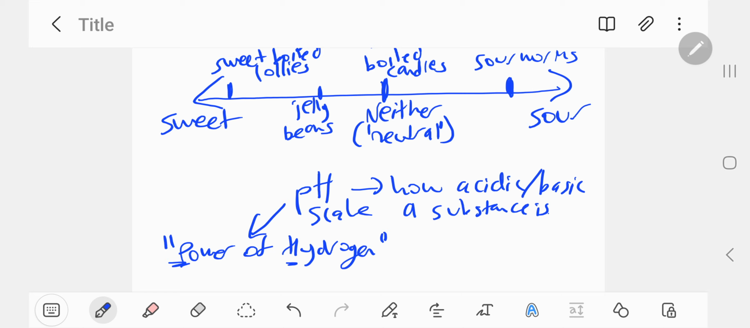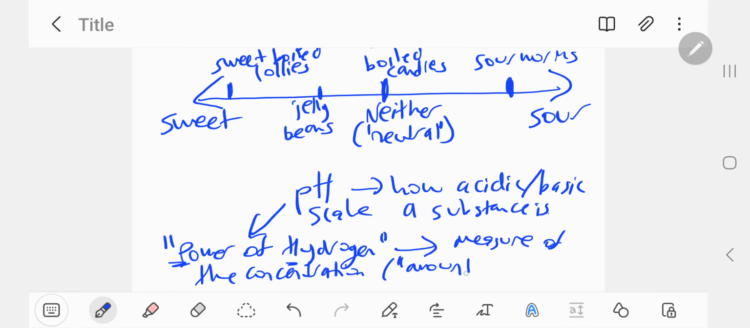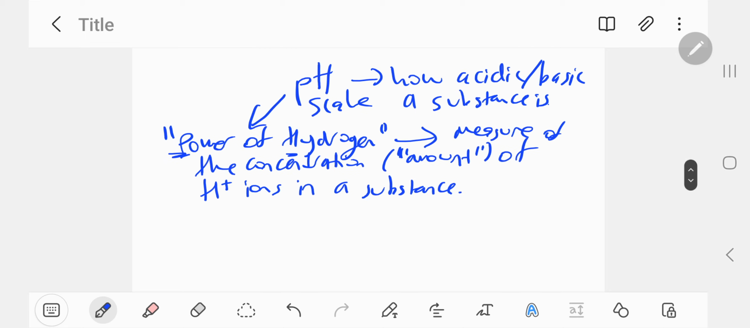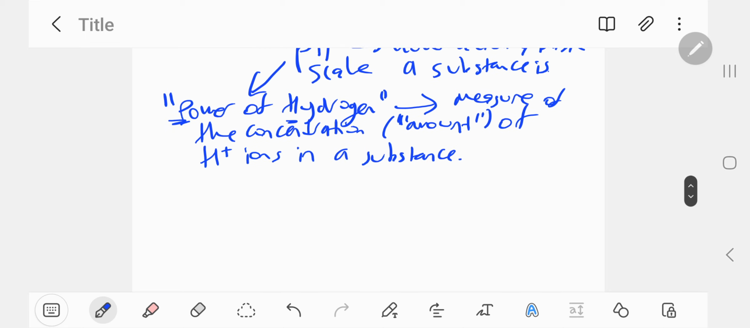More accurately, it's a measure of the concentration, so the amount, in other words, the amount of hydrogen ions, H plus ions, in a substance. Okay, let me explain this briefly. Now, if you recall, an ion is a charged atom. Another way of saying charged atom.